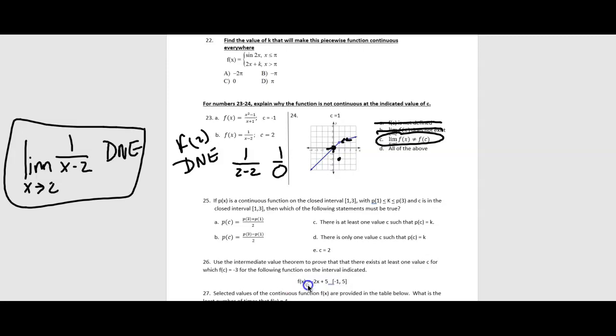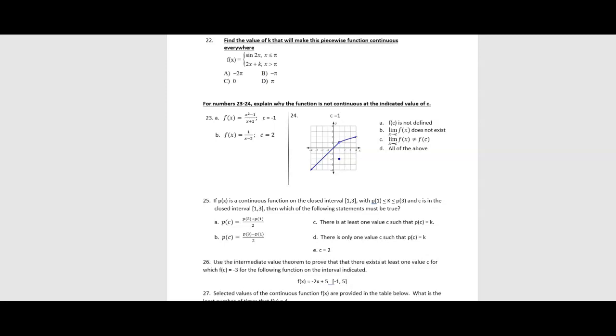All right, let's go ahead and take a look at number 25. If p of x is a continuous function on the closed interval from 1 to 3, with p of 1 being less than or equal to k, which is less than or equal to p of 3, and c is on the closed interval of 1 to 3, then which of the following statements must be true? All right, so this is a convoluted version of the intermediate value theorem.